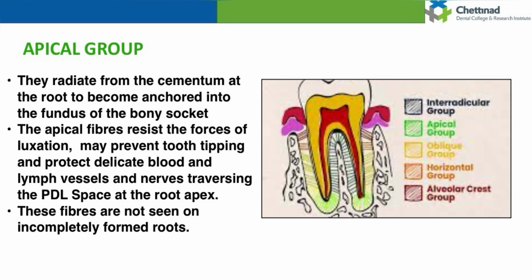Next, the apical group. They radiate from the cementum at the root to become anchored into the fundus of the bony socket. The apical fibers resist the forces of luxation. They may prevent the tooth tipping and protect delicate blood and lymph vessels and nerves traversing the periodontal space at the root apex. These fibers are not seen on incompletely formed roots.